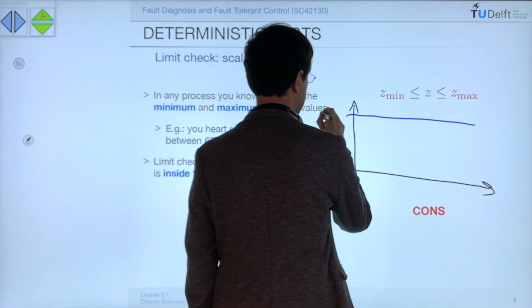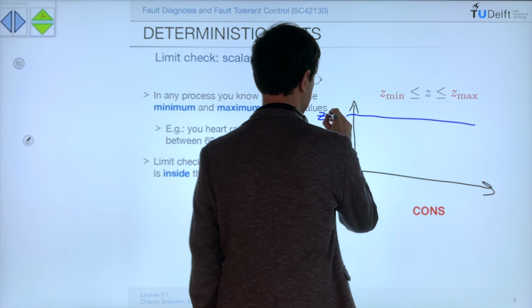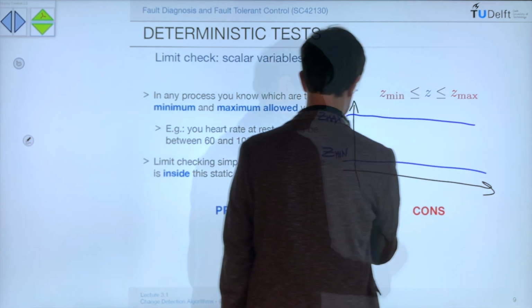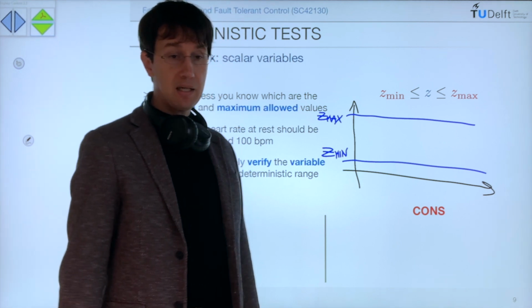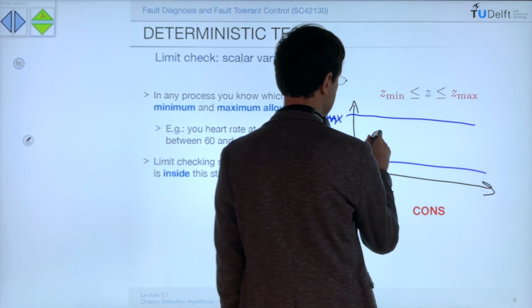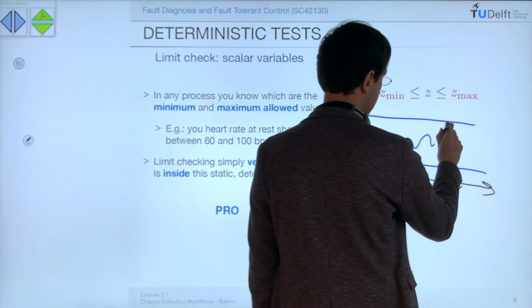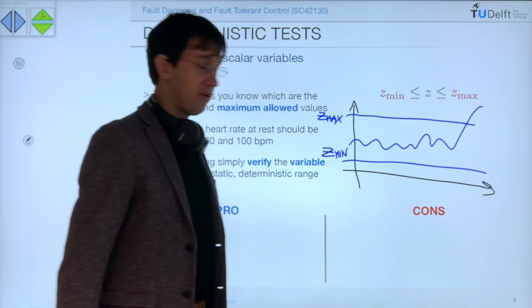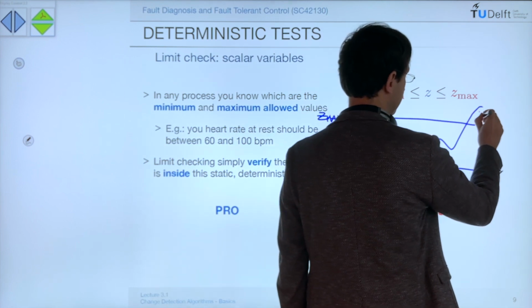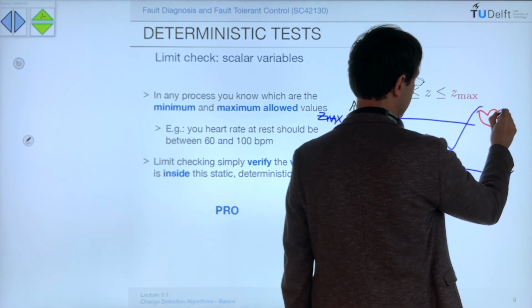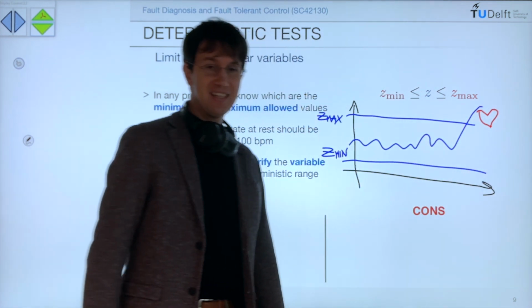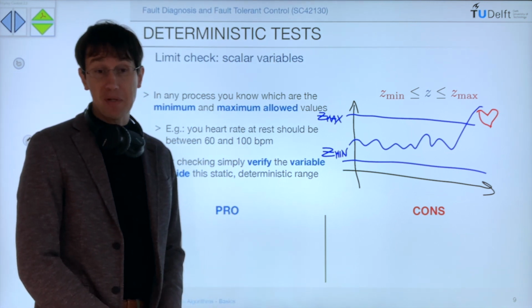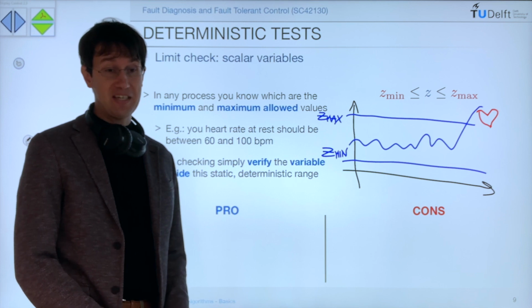This is the max. This is the mean. And the signal is going to stay inside, inside, inside, inside, up. You are dead. No, you are not dead. But anyway, here probably something is happening there. Probably simply you are no longer at rest.